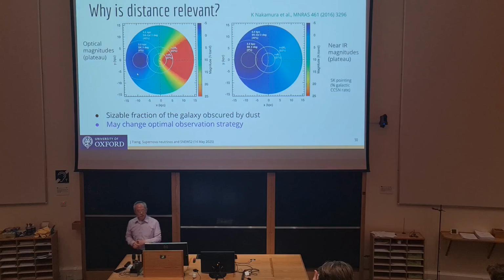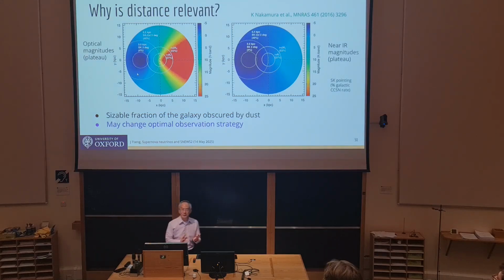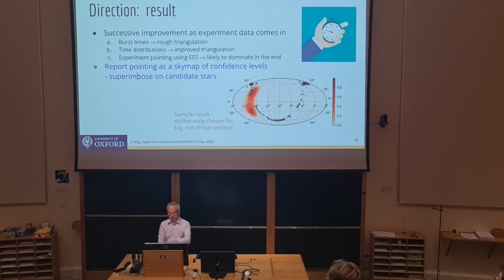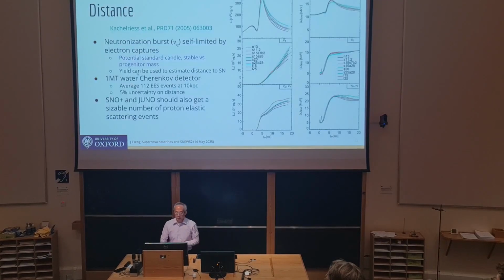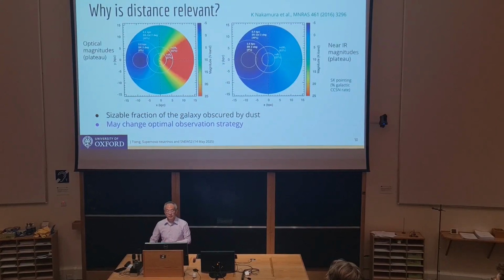Why is this relevant? Why do we particularly care about the distance? As long as we have the pointing in the sky, isn't that enough? Well, a couple of things. One is that with those maps of candidates, we know how far those candidates are, so you can narrow down quite a bit if you have a three-dimensional localization. But the other thing is that the distance, even without a direction, can tell you a little bit about the observation strategy you need.